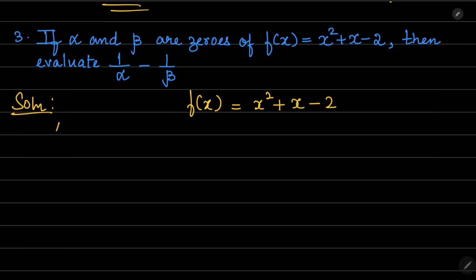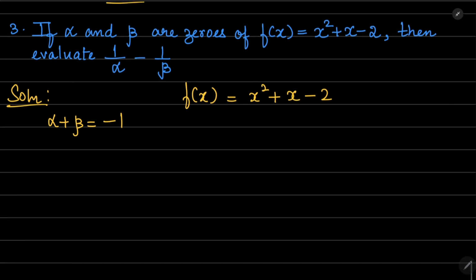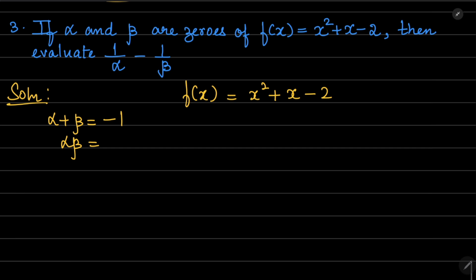Right? So what is alpha plus beta equal to? Minus b by a. So minus b is just 1. What is alpha beta? C by a. C is nothing but minus 2 by 1. So these two we know. What you have to find?